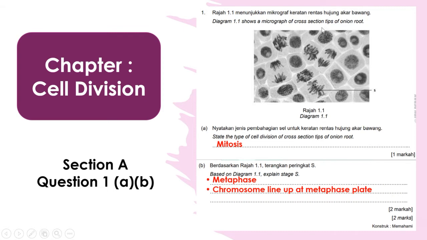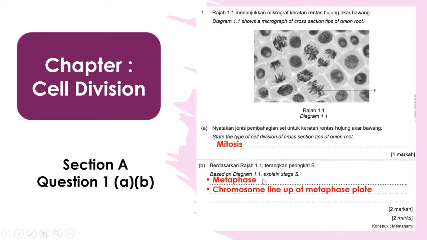What do you mean by the meristematic tissue? It refers to the tissue, or the cells, that are actively dividing by mitosis. So of course the answer is mitosis. Why mitosis? Because the process occurs in the tips of the onion root. The tips of the root refer to the meristematic part of the plant. The other meristematic part of the plant is the tips of the shoot. At these meristematic parts, mitosis occurs, which refers to the cells actively dividing by mitosis. Next we go to question B.